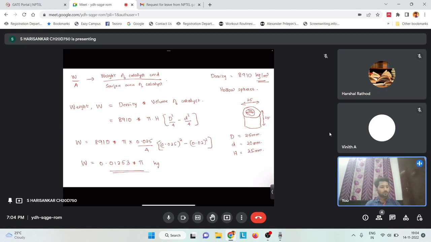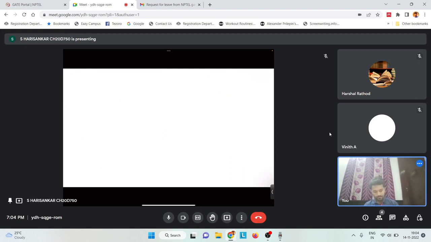Now let us move on to the area of the catalyst. So area of the catalyst. Again, this is a hollow cylinder.